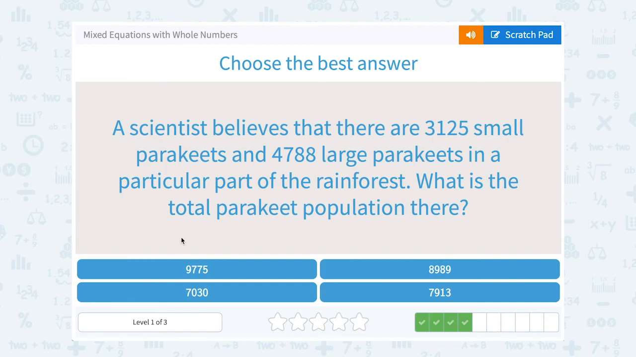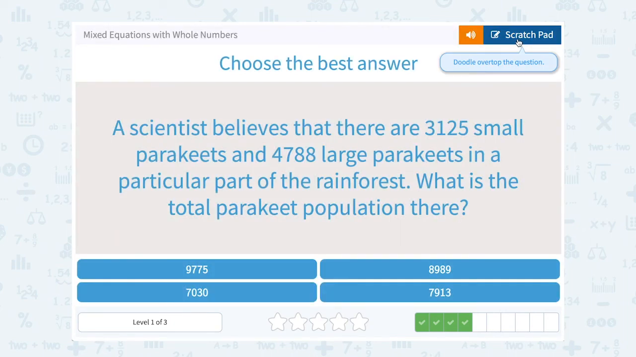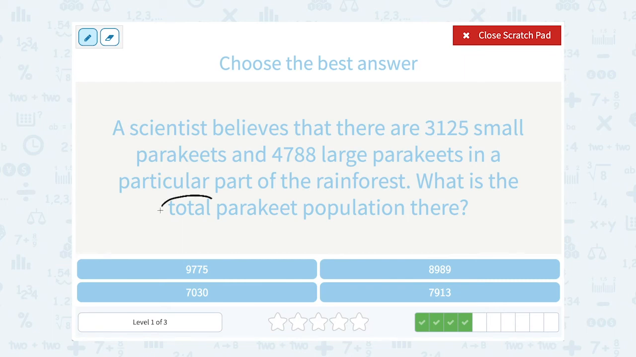A scientist believes there are 3,125 small parakeets and 4,788 large parakeets in a particular part of the rainforest. What is the total parakeet population? Okay, well, the total would be the number of small parakeets plus the number of large parakeets. So let's add these together. 3,125 plus, it's supposed to be a plus sign, I'm running out of room here, 4,788.